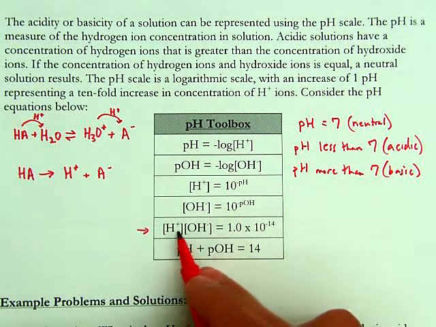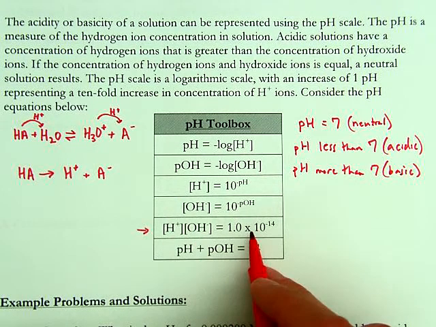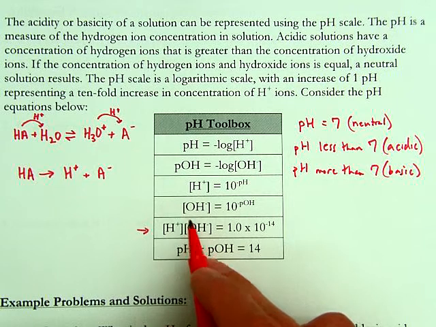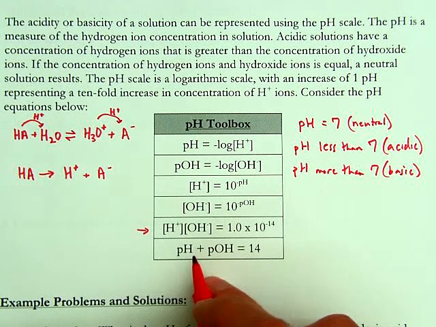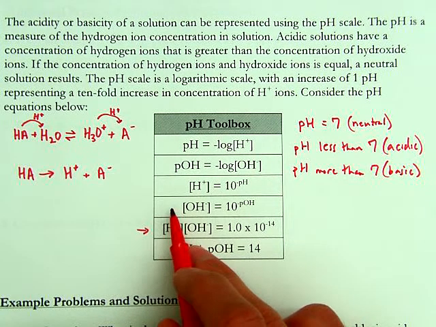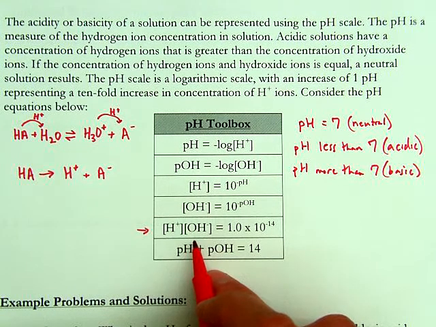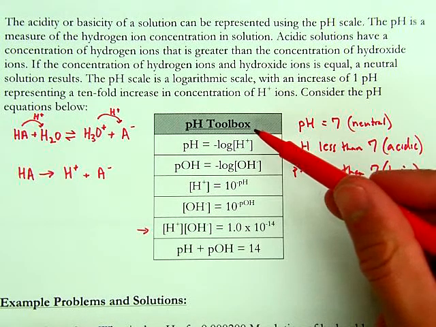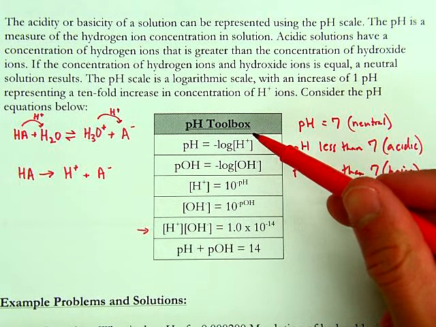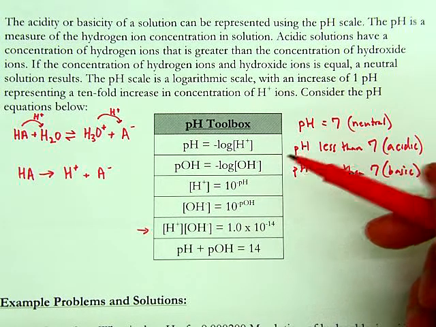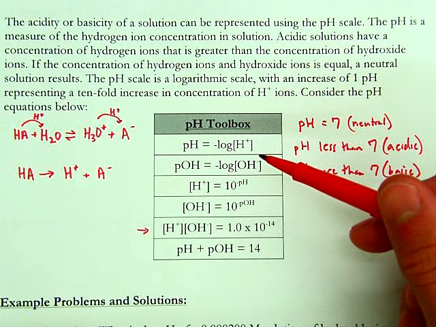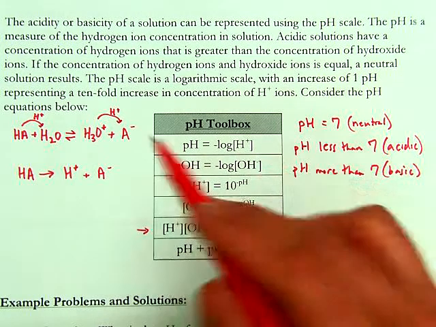And because when you multiply these together, you get a constant, what that means is if the concentration of H increases, the concentration of OH must decrease. So if something's becoming more acidic, it's becoming less basic. And the same goes the other way around. Now, you can see this pH toolbox is what we're going to be referring to, and in my class this is provided. You just need to know how to use them. It's on the useful facts sheet for our test.